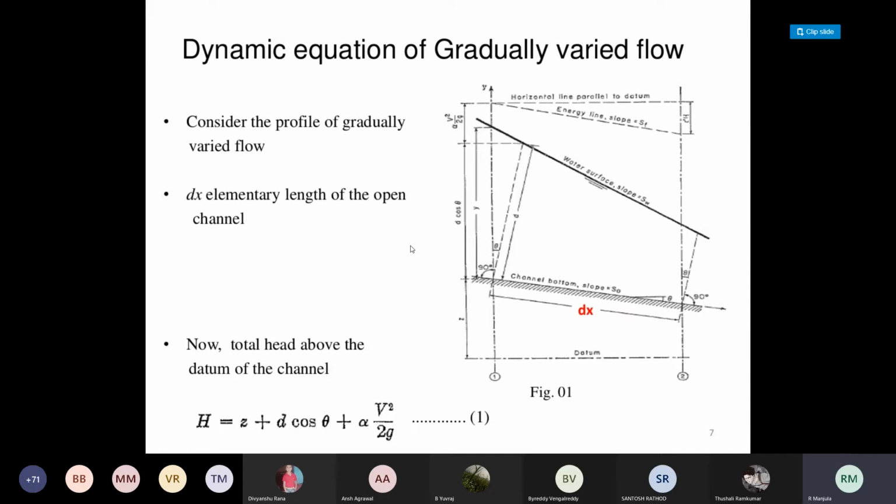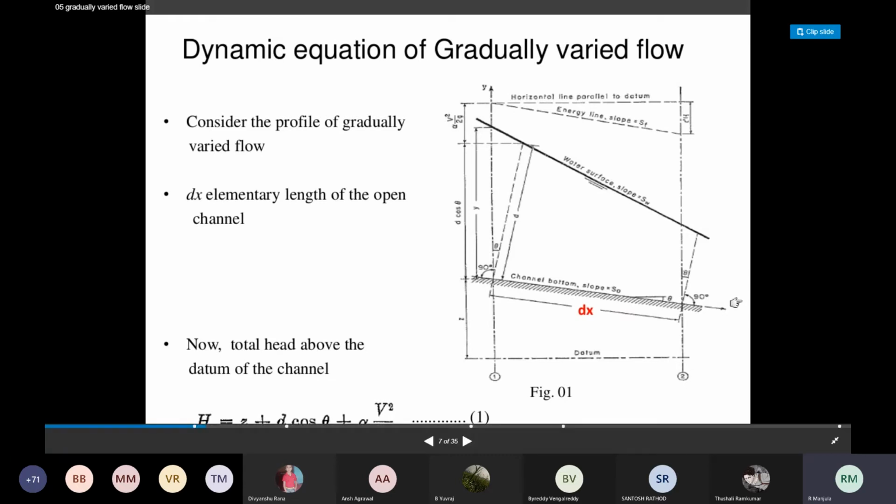Okay, now this is the dynamic equation for gradually varied flow profile. We have seen this flow. You can see the channel bottom and section 1 and section 2. The depth at section 1 is, say, y1, and here it is y2, where y1 is higher and y2 is smaller. The water surface slope is w, the channel bottom is not, and the horizontal line is parallel to the datum. We are considering the datum and a small angle theta.